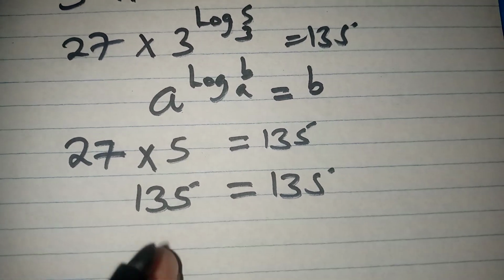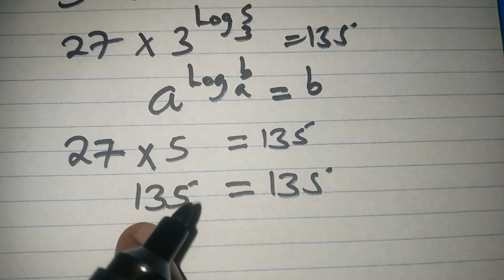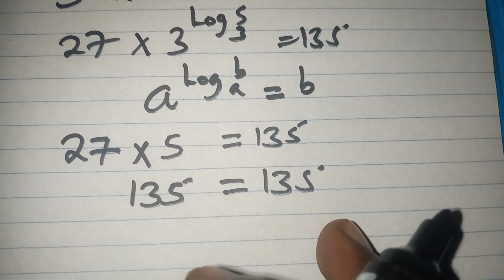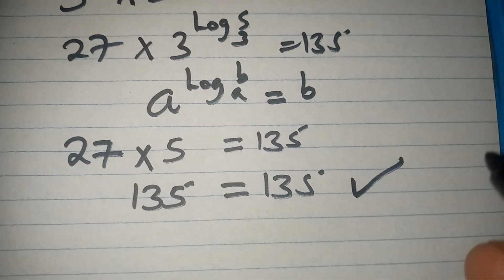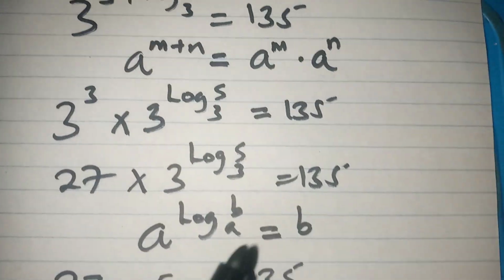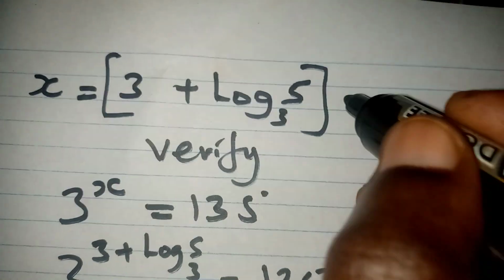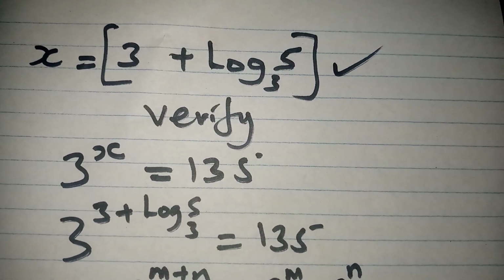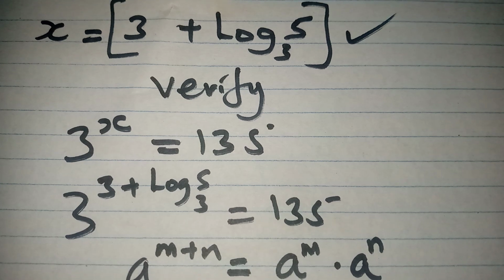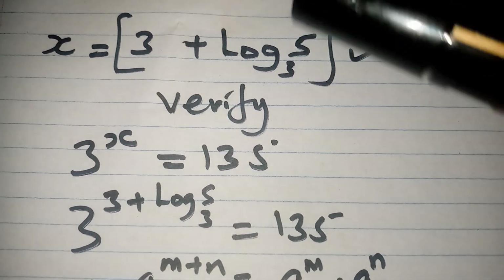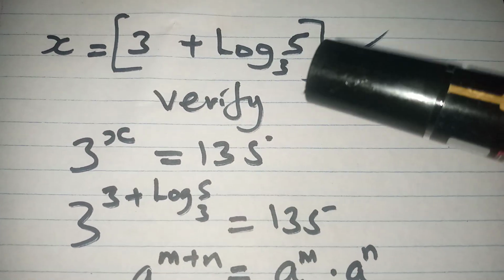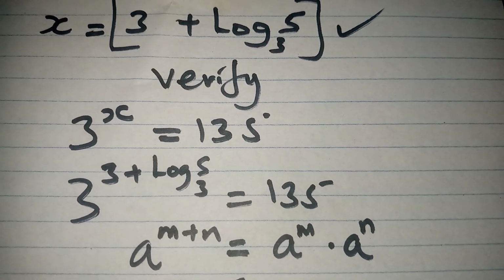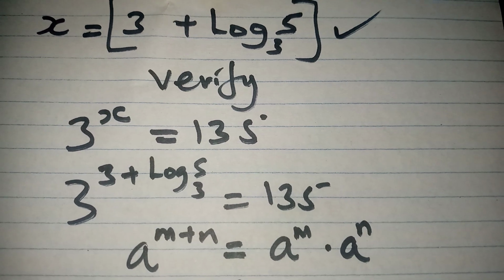And indeed, my left-hand side equates to my right-hand side. That proves that indeed the actual value of x is 3 plus log 5 base 3. So you are able to see that the value of x remains as 3 plus log 5 base 3, which is the required solution for our problem.